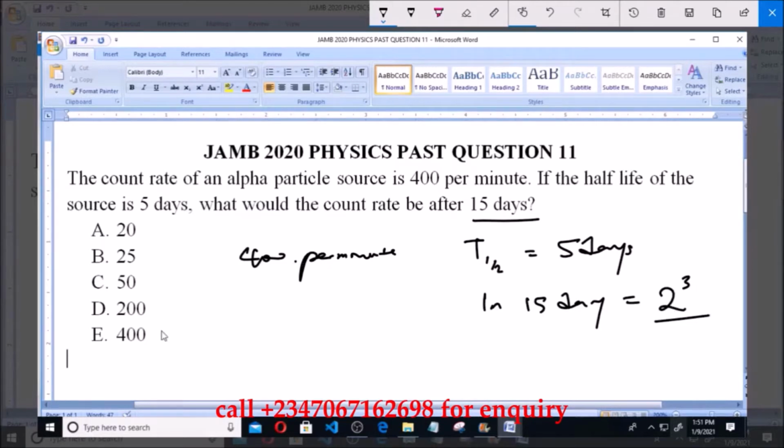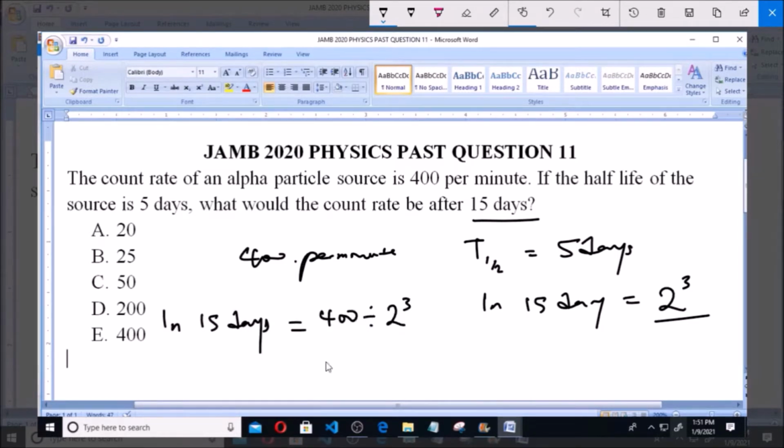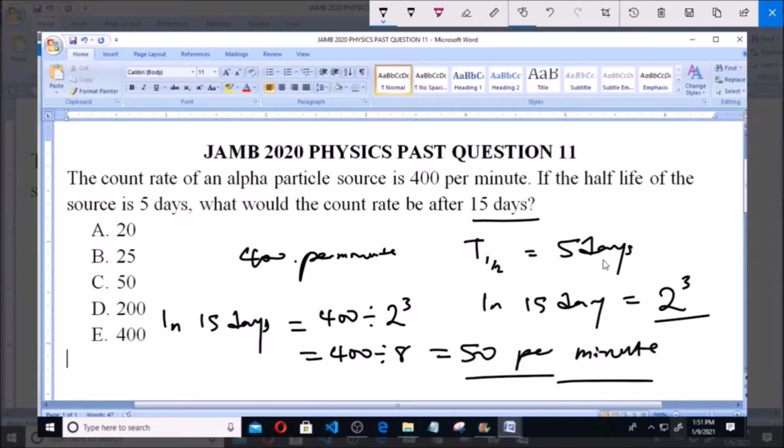Therefore we can now say that in 15 days it will be equal to 400 divided by 2 raised to the power of 3, and that is equal to 400 divided by 8, which is equal to 50 per minute. So the count rate of this source will be 50 per minute after 15 days, because it has undergone 3 half-lives. So the answer to this question is option C.